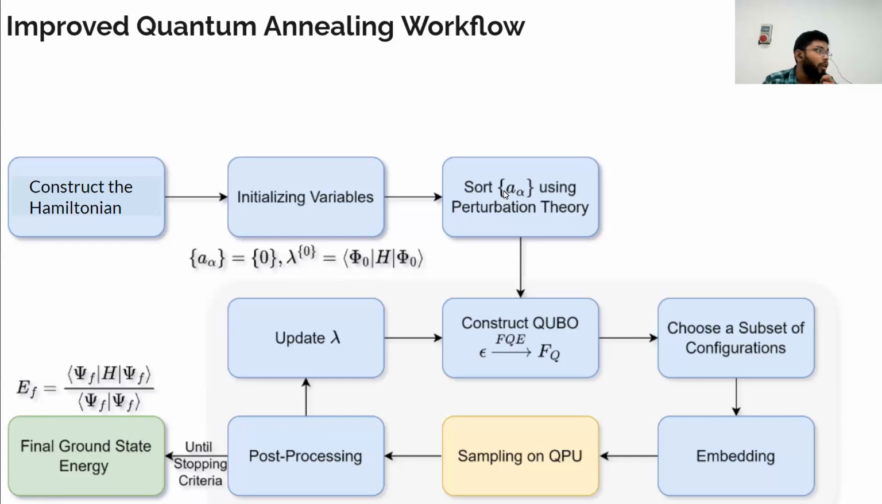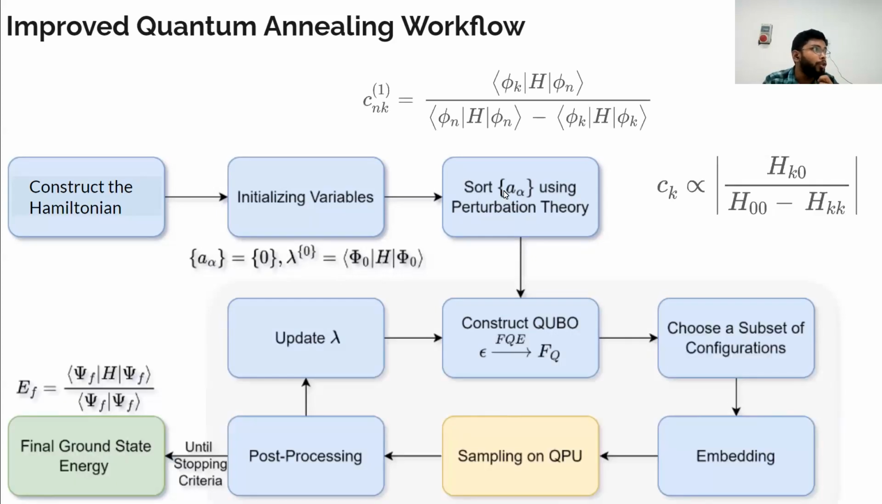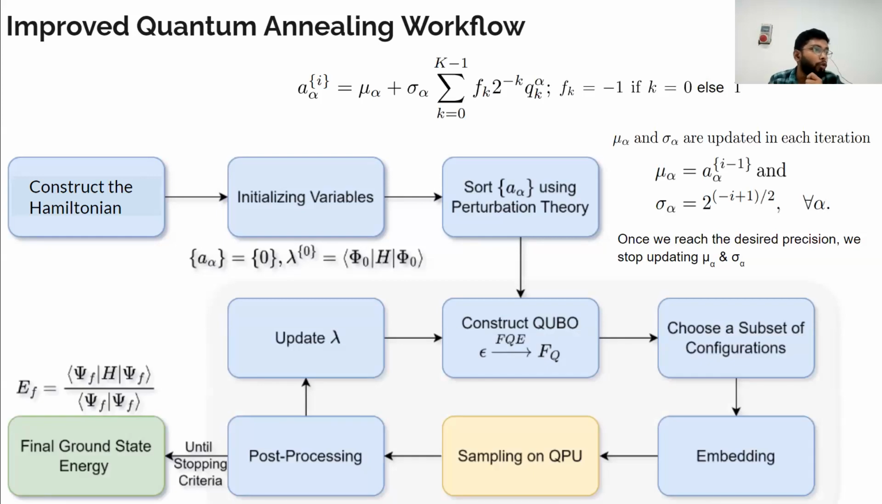And then we sort the expansion coefficients using perturbation theory. Here, basically, we assume that the next configurations are a perturbation to the most dominant configuration. So from first order perturbation theory, we have this equation. And if you substitute n as 0, that is, all the next coefficients are a perturbation to the 0th configuration, we have this formula. So we compute this order of all the expansion coefficients, and then we optimize the variables in this order.